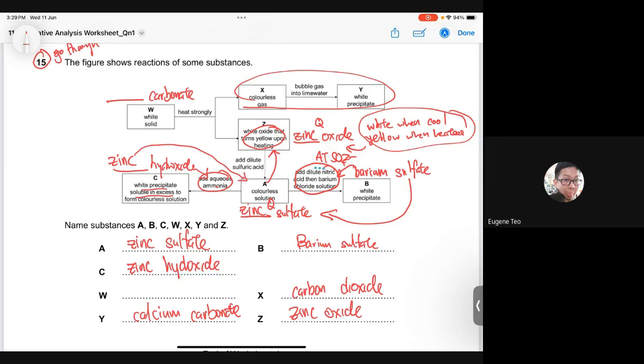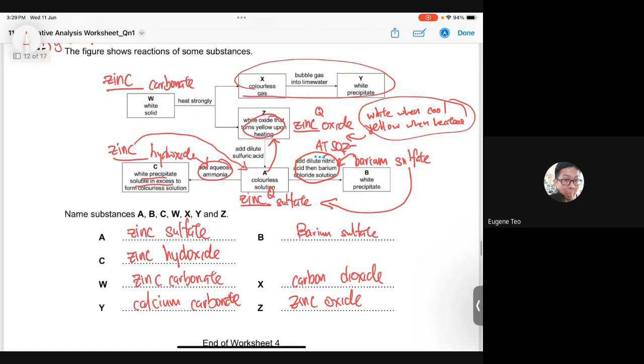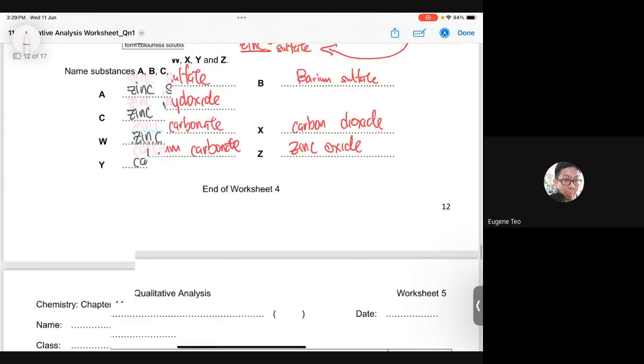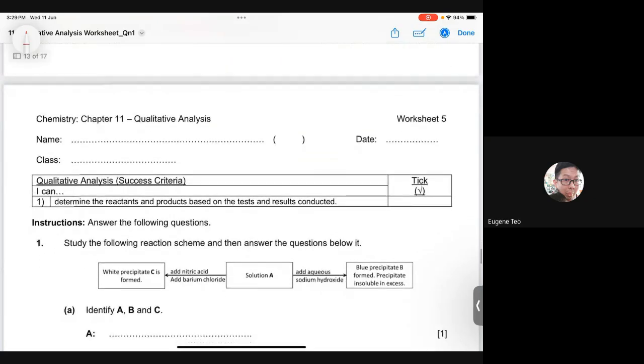And now, where did the zinc in the zinc oxide come from? Where did the zinc in Z come from? It must have come from W, which means W must be zinc carbonate. So you realize once you get a hang of all the key points, you will trace it back and you will be able to get all the final answers. Why I want to go through this is really because this particular idea about white when cool and yellow when heated is very unique to zinc oxide itself. Okay?